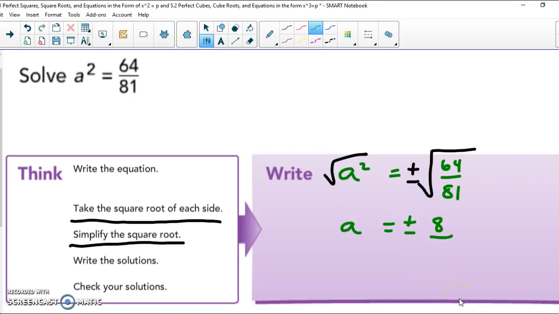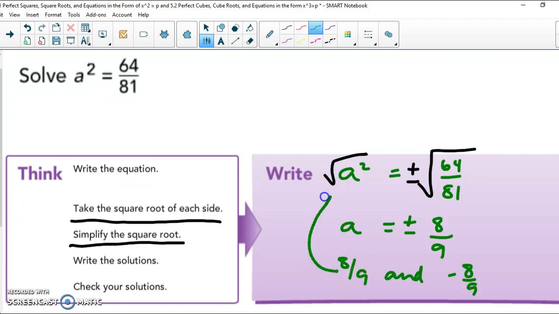We'll go fast here. Okay, so we were saying that we are just going to take the square root of our numerator and our denominator. So the square root of 81 is 9. So we would say 8/9 and negative 8/9 would be our solutions. We can check those by substituting them back in.